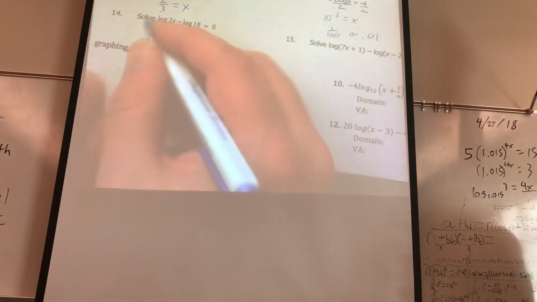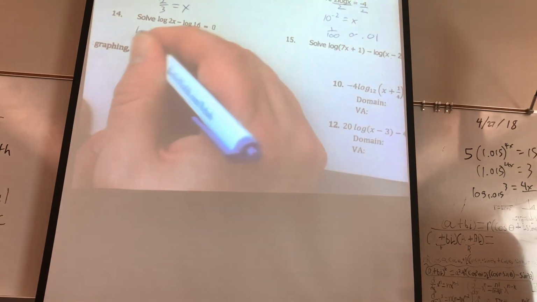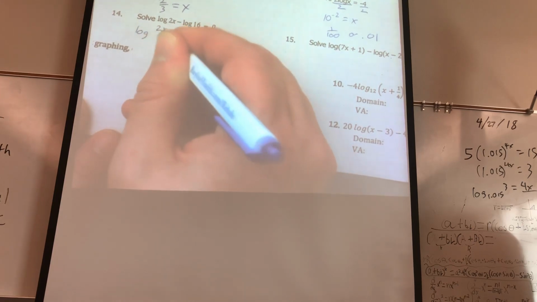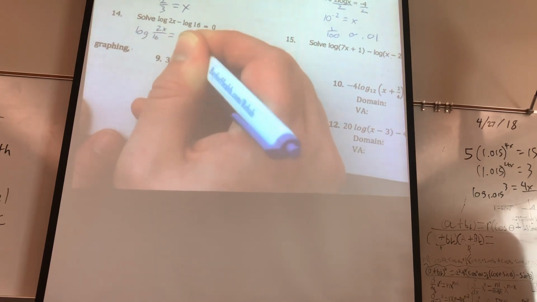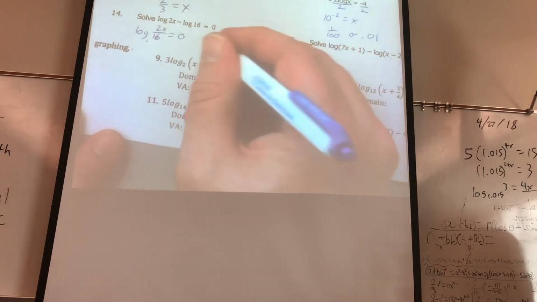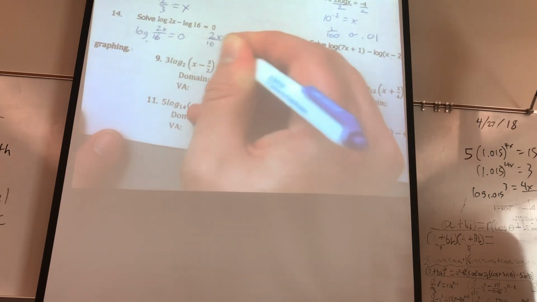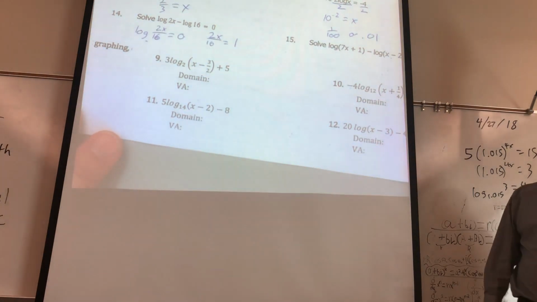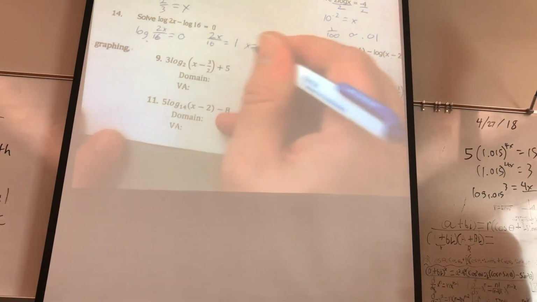On number 14, you're subtracting, you combine them, that's the log of 2x over 16 is equal to 0. But this is 10 to the 0 power. So 2x over 16 is equal to 1. 16 divided by 16 makes 1, so x is 8.